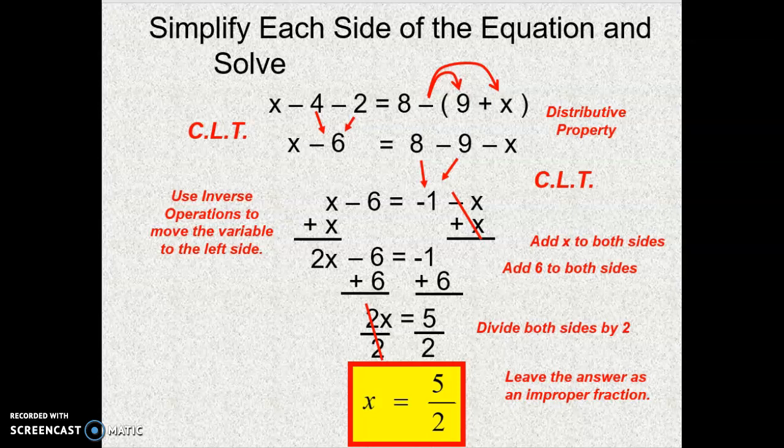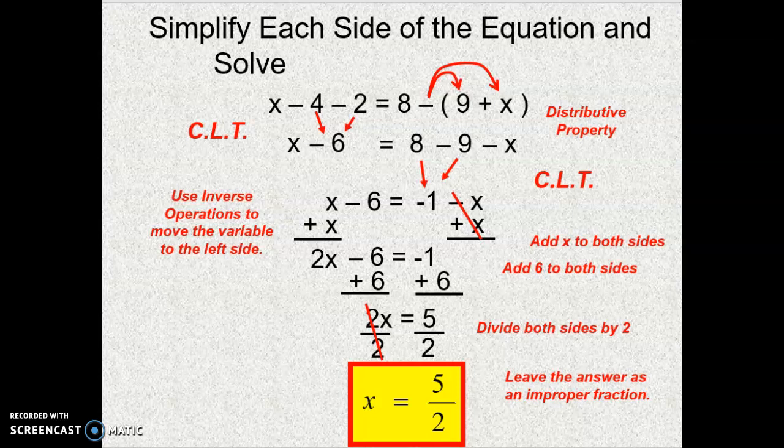So I'm adding x to both sides. On the left, that gives me 2x minus 6 equals, and then on the right, negative 1, because negative x plus x is 0, and that is gone. Now the next thing I am going to do is add 6 to both sides. Remember, I'm trying to get the x by itself there on the left. So I'm adding 6 to both sides, the opposite of that negative 6.